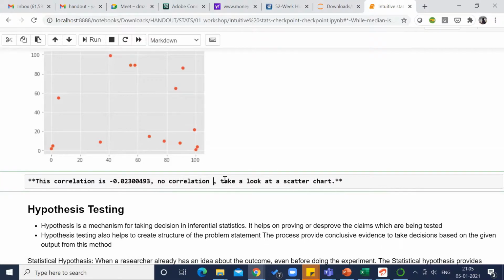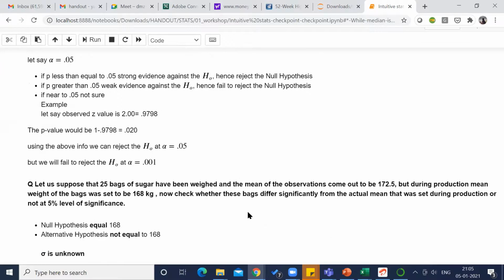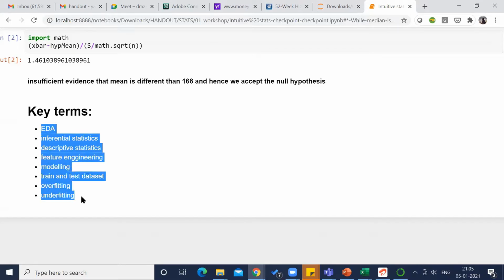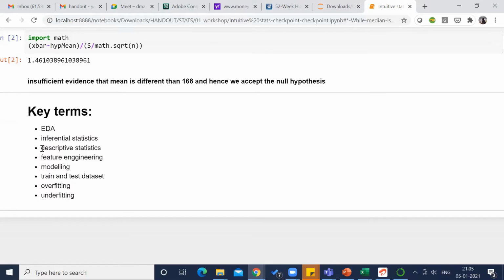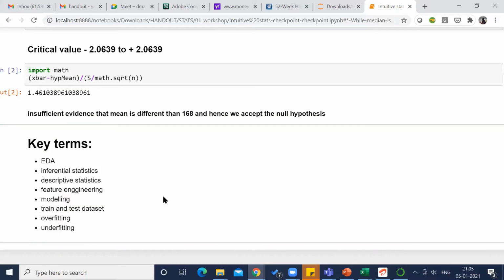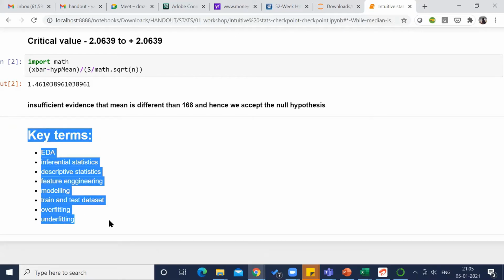All right. Then hypothesis testing again, guys, this is something that I would want you guys to look into at your end. Some of the key terms I have given here: EDA, inferential statistics, descriptive statistics, feature engineering, modeling, train and test data set, overfitting and underfitting. These terms are specially put up here as a home exercise for you guys to read up about each one of these terms and come up with any question related to whatever you find out on these terms, right?